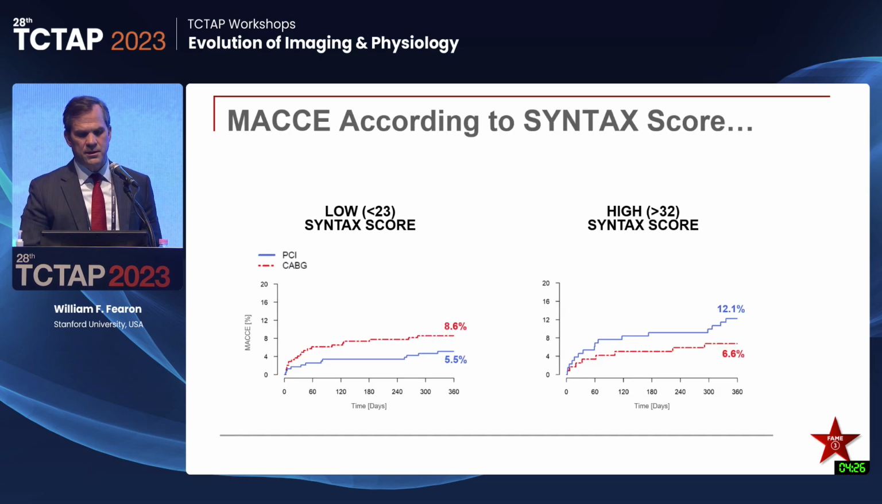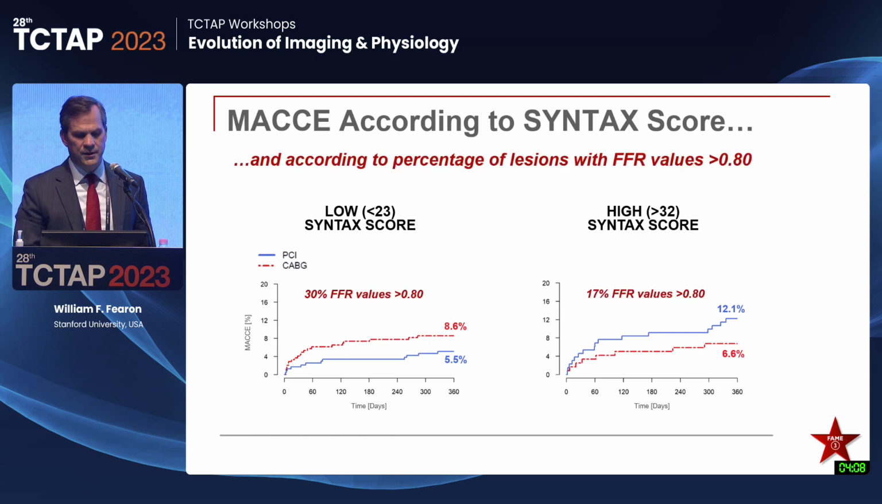So if we look at outcomes based on the anatomic syntax score in FAME3, for the patients with a low syntax score, PCI performed quite favorably compared with CABG, whereas in the high syntax score, the reverse is true. And what you notice is that the percentage of lesions that had negative FFR values was higher in that low group, 30% versus only 17% in the high syntax score.